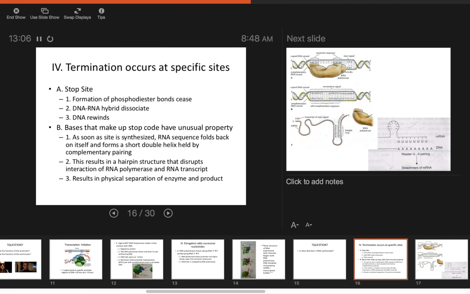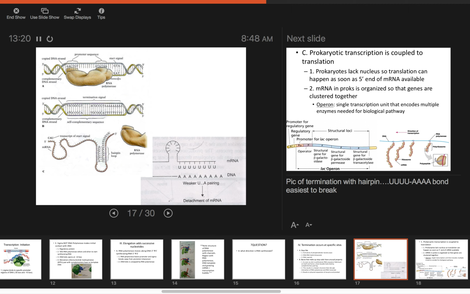So the result of this hairpin structure disrupts the interaction between the RNA polymerase and the DNA, as well as the RNA transcript. So all 3 things, and then literally a physical separation between everything. To show you that, here's a diagram where we have our DNA strand. This is the strand that's being copied, so that's the template, and we have our coding strand, which is just there. Things bind complementary, as you can see it's moving, and constructed in a 5 to 3 direction.